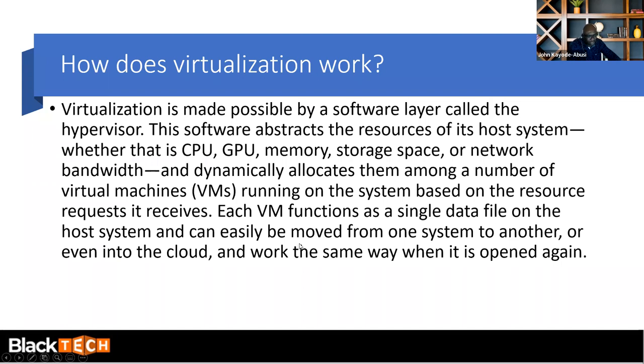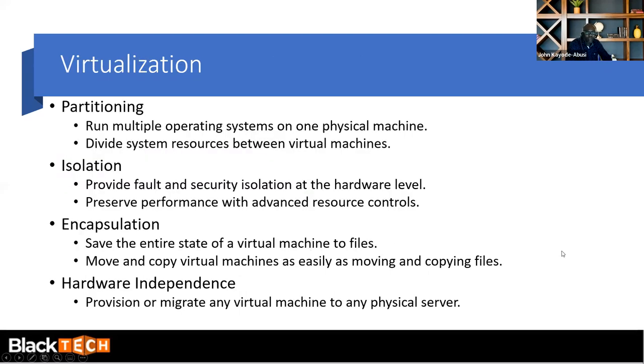So these are the benefits that virtualization brings to the table. Number one is partitioning: it allows you to run multiple operating systems on one physical machine and divide system resources between virtual machines. Next is isolation, which provides fault and security isolation. If you have a problem with one virtual machine, you can remove it and it doesn't mess with the other ones.